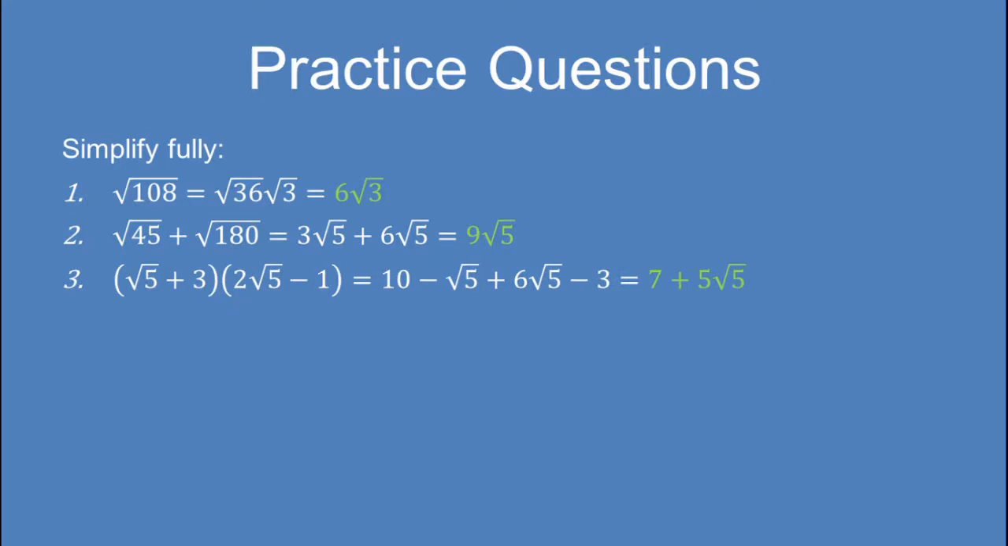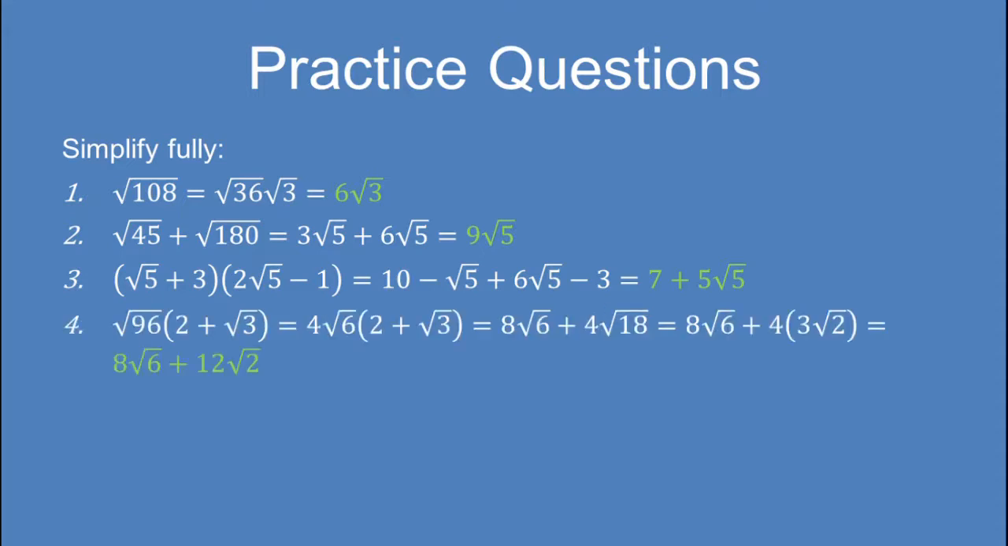Question 3 involved a double bracket. Using FOIL, the order for steps, we came to a final answer of 7 plus 5 root 5. The last question had a single bracket with an outside term. However, the outside term had a large number, which was simplified in my example to 4 root 6. Expanding the brackets, we came to a final answer of 8 root 6 plus 12 root 2.